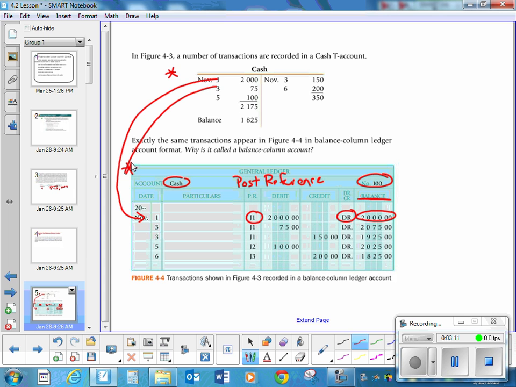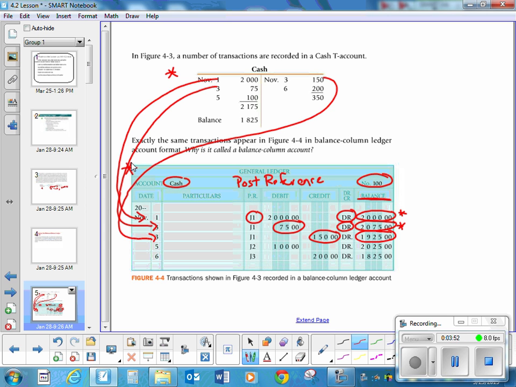So do you see here on the 3rd, transferring this information here, a debit of $75. Now you have to take the $2,000 that you had here and add another debit of $75, which gives you a balance of $2,075, and it's a debit. Okay, and then on the 3rd, you had a credit of $150. See where that's going? Now you put the $150 in the credit column. You have a debit here of $2,075 and the credit, so you have to subtract those two. That gives you a new balance of $1,925.